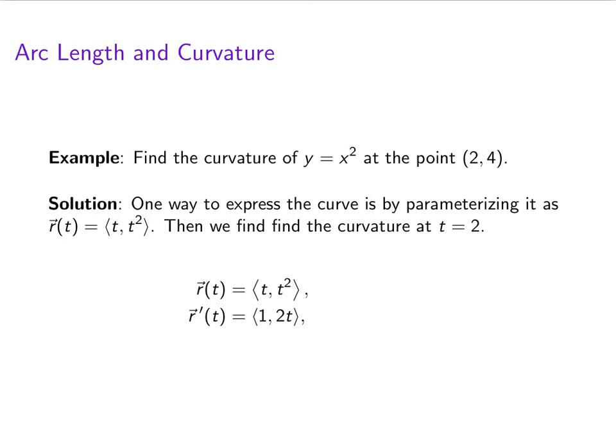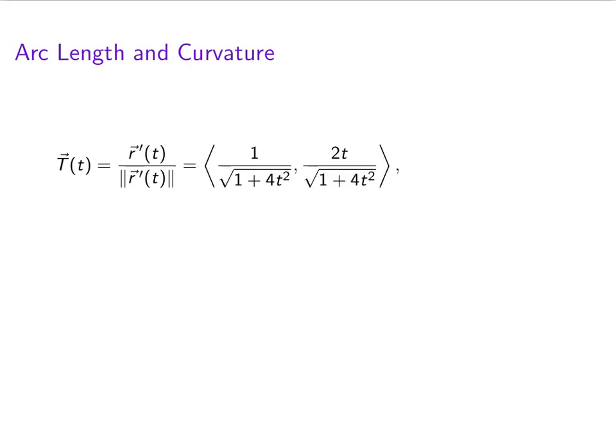So we start with r of t, and then we compute r prime. The next thing we need is the length of r prime, which is going to be the square root of 1 plus 4t squared. So we have the unit tangent vector, that's r prime made into a unit vector, and we get 1 over the square root of 1 plus 4t squared, comma, 2t over the square root of 1 plus 4t squared.